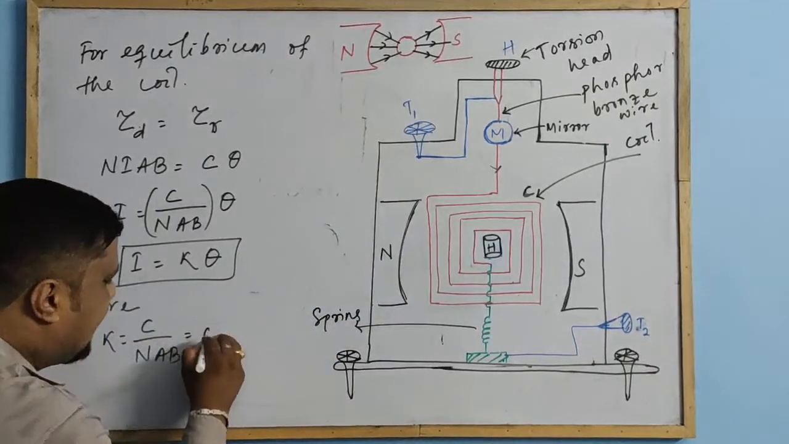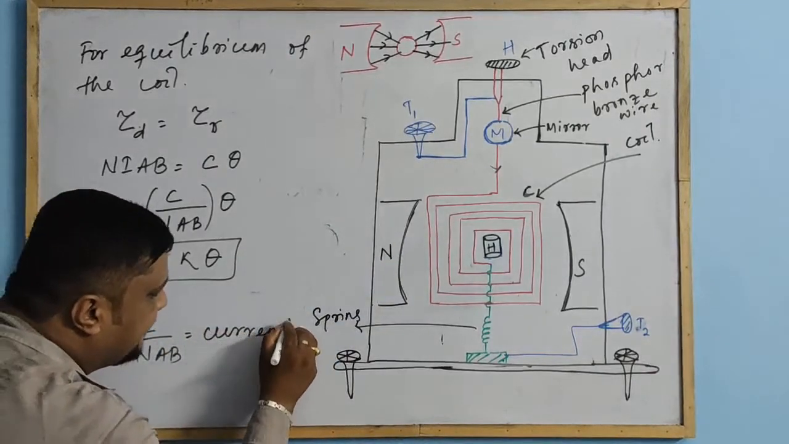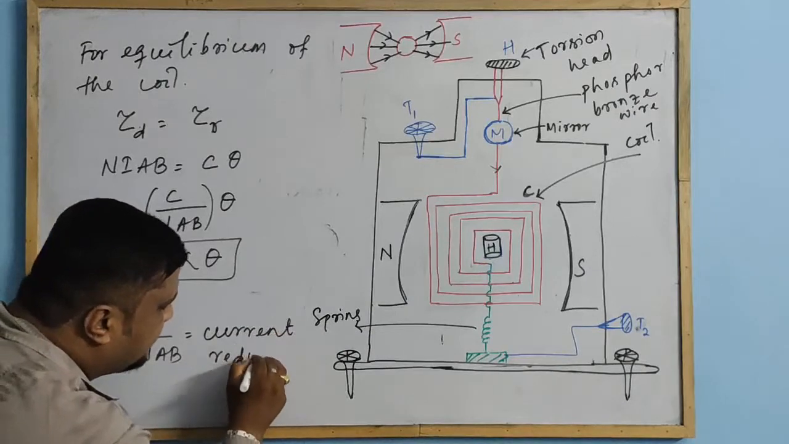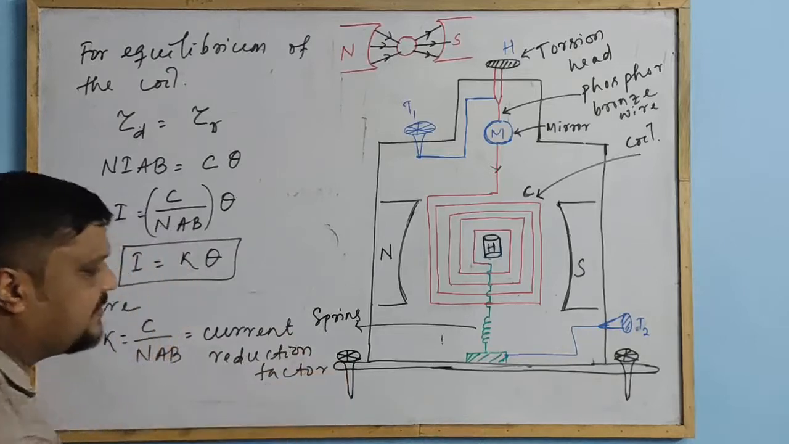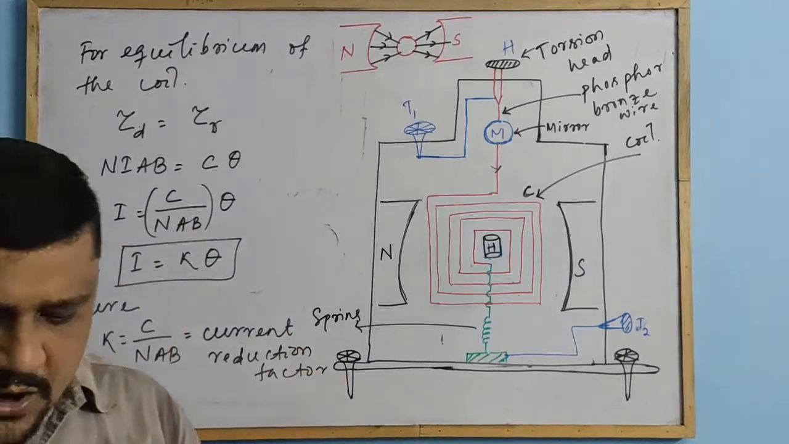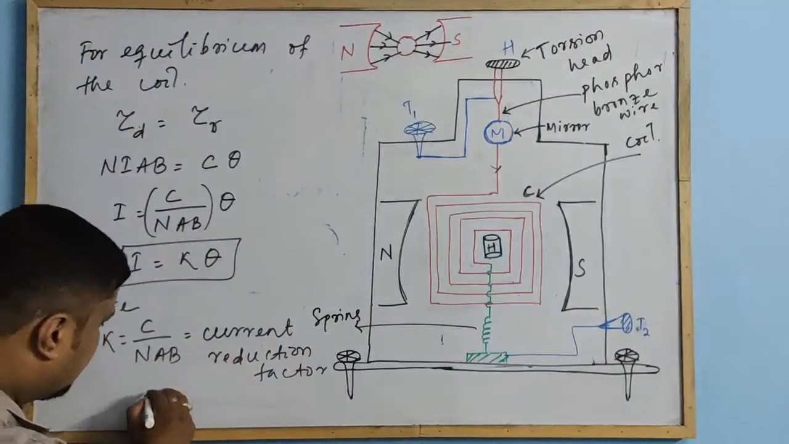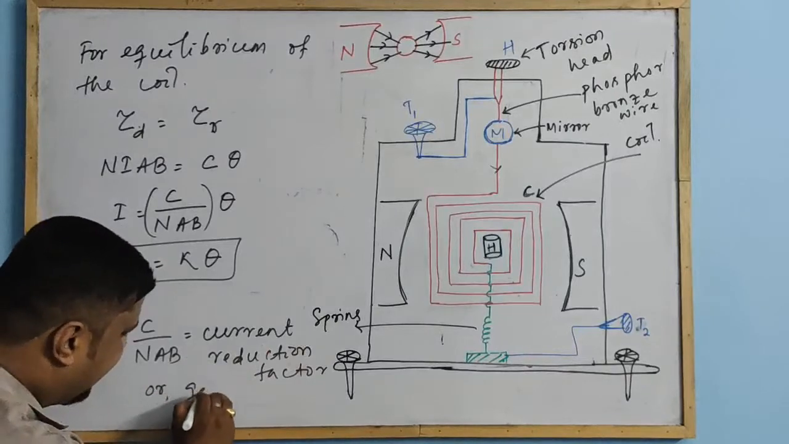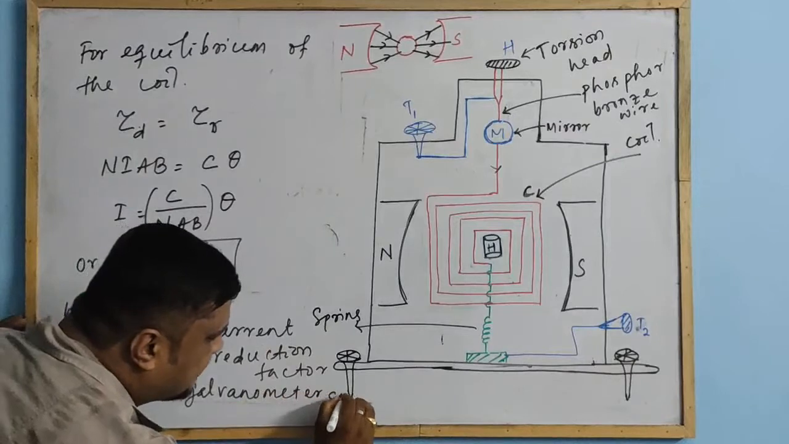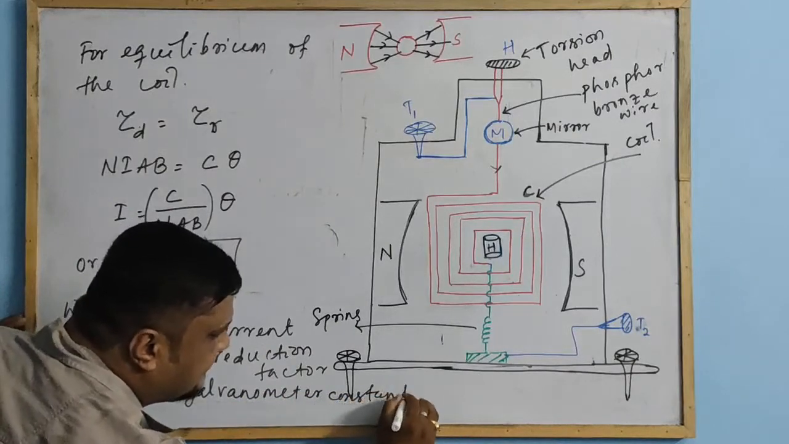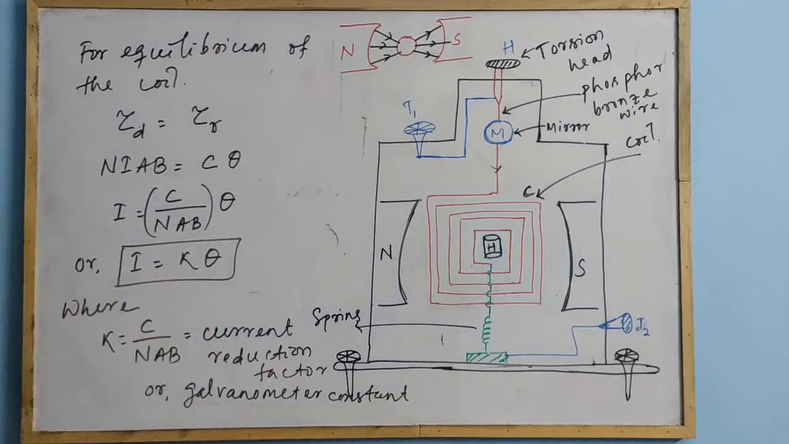This is called the current reduction factor, or this is also called the galvanometer constant. This is the K, and this is the formula.